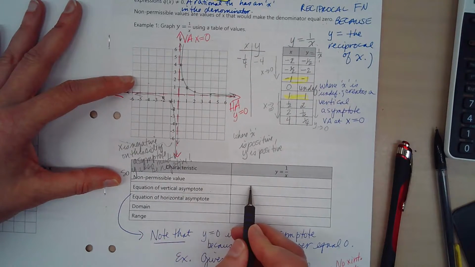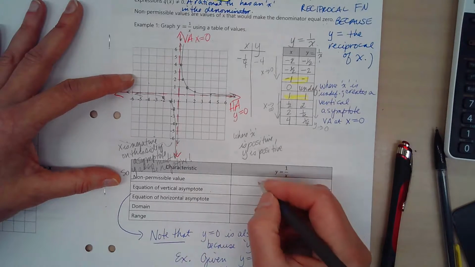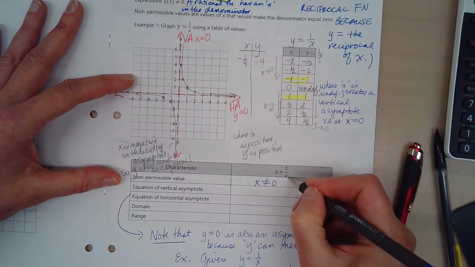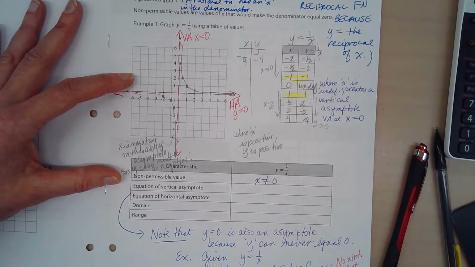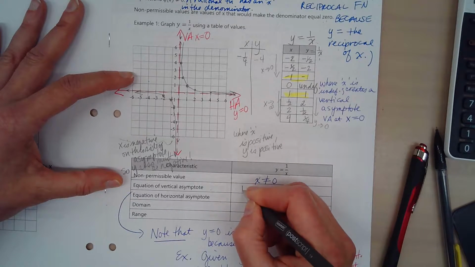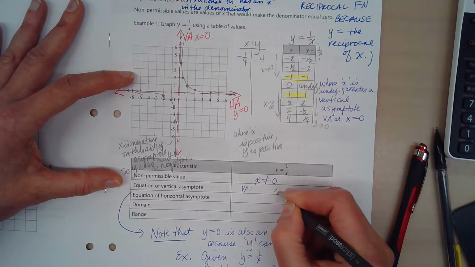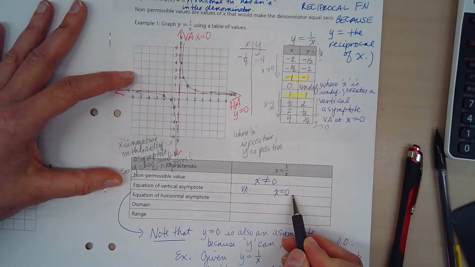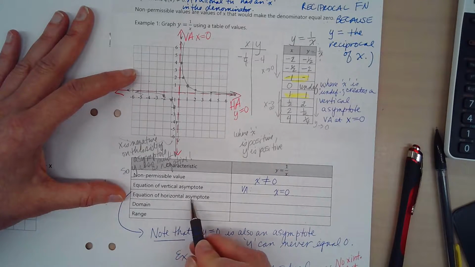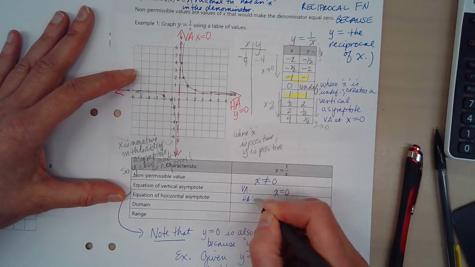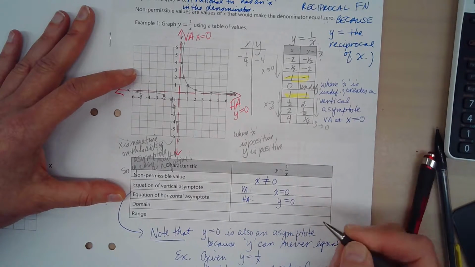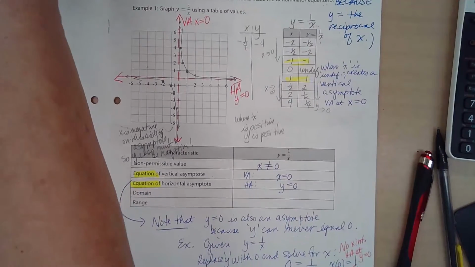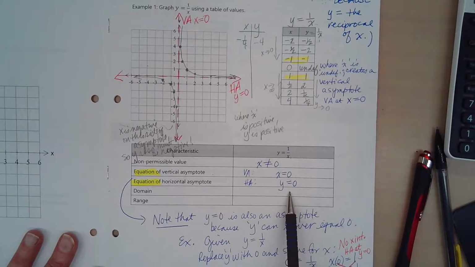What's a non-permissible value? That means we're looking for values of x. So x can never equal 0. It's the values of x that give 0 at the bottom. Equation of the vertical asymptote, we say x equals 0. This is the equation of a vertical line, right? The equation of the horizontal asymptote is y equals 0 as well. Notice that you're asked for equations of asymptotes, so they have to be given in the form of a line, right? x equals 0, y equals 0.